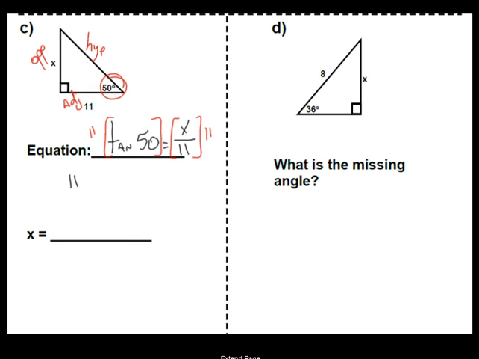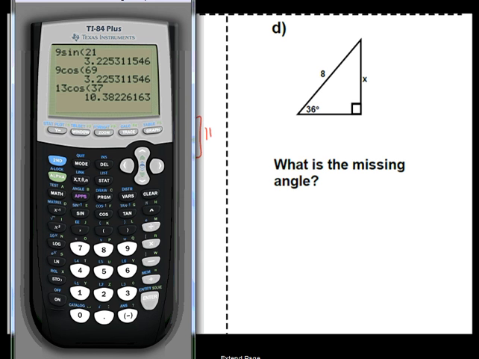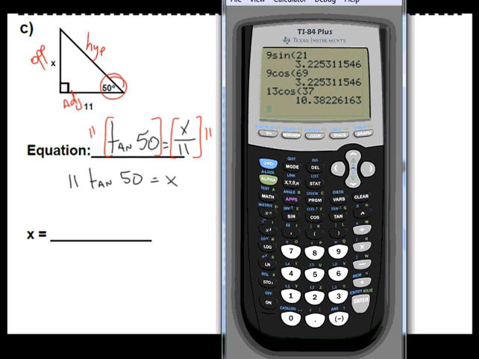So I now punch into my calculator 11 tangent of 50 to find the value of x. So grabbing my handy dandy calculator here, I come over here and say 11 tangent of 50. I press enter, and I get 13.1.